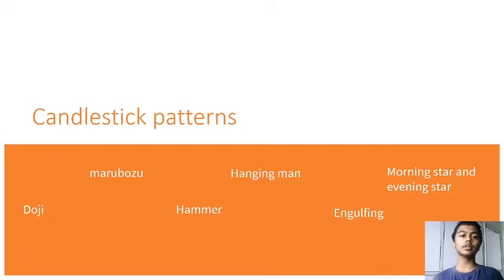Welcome back, and in this video we're going to be talking about candlestick patterns. In the last video we discussed what exactly candlesticks are, and if you haven't watched it, you can watch it. The link is in the description. Okay, so let's move on, and we'll be covering different patterns.